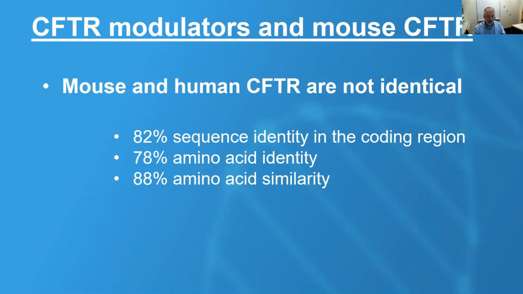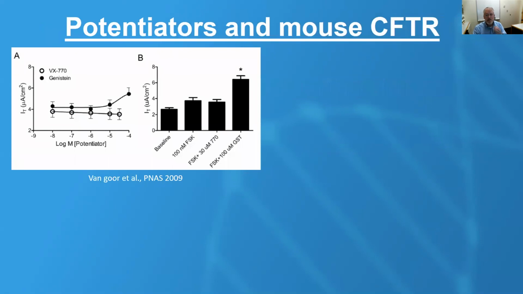We start by investigating potentiators. In 2009, Van Goor and colleagues used the potentiator VX770 on wild-type mouse CFTR. In this figure, they measured forskolin-stimulated transepithelial current in Ussing chamber experiments using wild-type mouse CFTR expressed in Fisher rat thyroid cells.